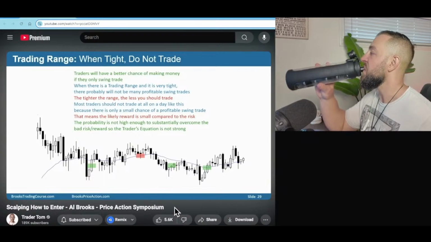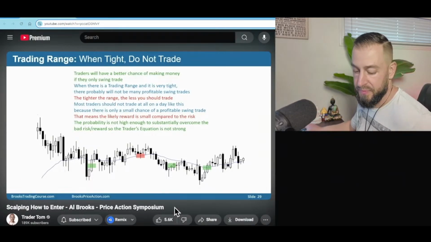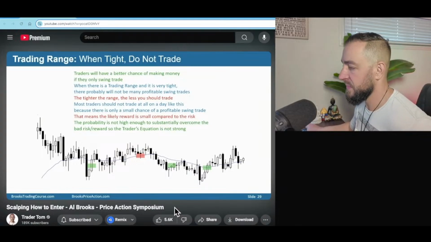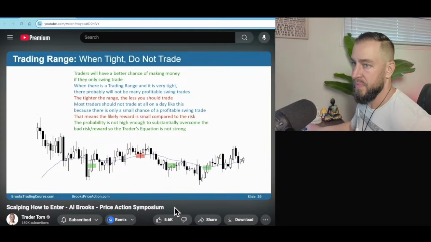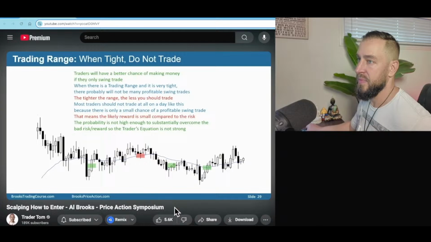You'll have a better chance of making money if you swing trade. And if there's a trading range and it's very tight like this, reversing every few bars, there are not going to be many profitable swing trades. The tighter the range, the less you should trade. And most traders should not trade at all on a day like this because there's very little chance of making a swing profit. The reward is small compared to the risk. The probability is not high enough to overcome the bad risk reward. Unless, as I said, you're a limit order scalper who's willing to use wide stops and scale in. Most traders will not do that successfully, and most traders will not enjoy it. And therefore, you should look for days where you have trends and where you can swing trade and where you can enter with stops.